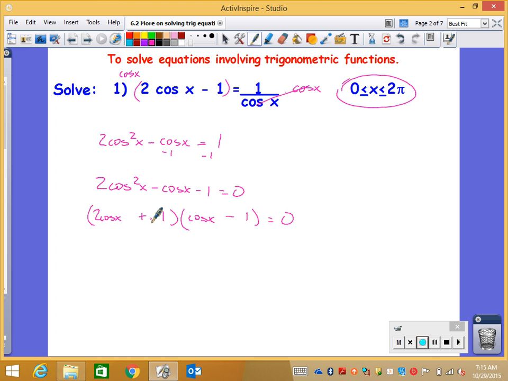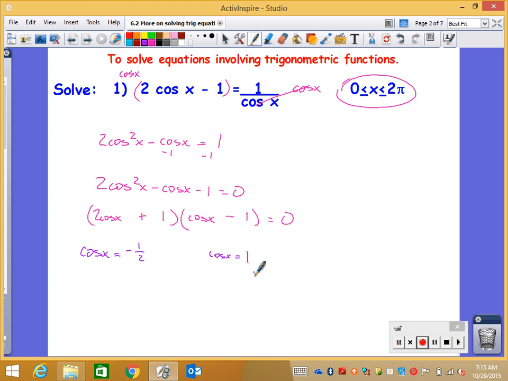Okay, so I set them both up separately, equaling 0. I'm not going to write out the individual steps. On the first one, we have cosine x equals negative 1/2. And then we have cosine x equals 1. So let's think about this left-hand side. Cosine x equals negative 1/2.